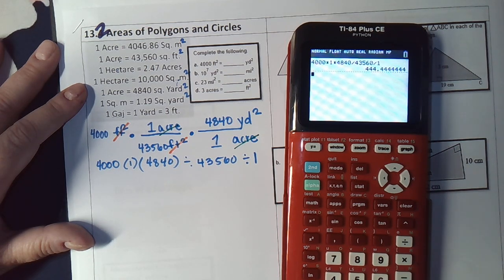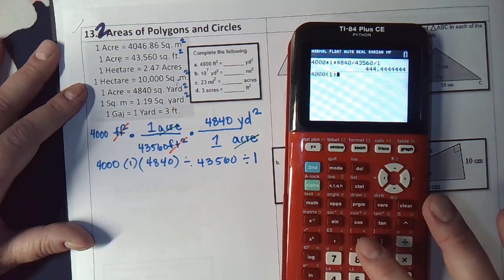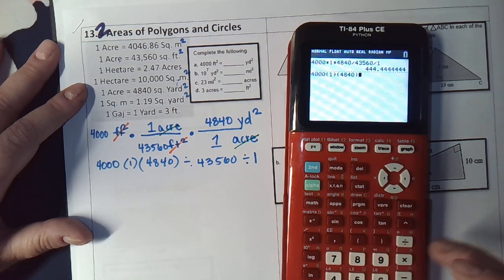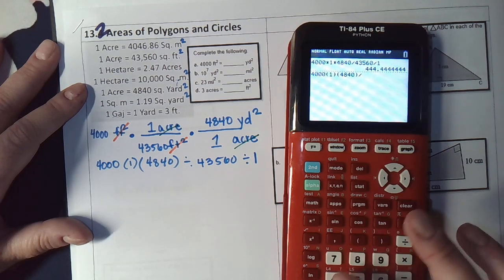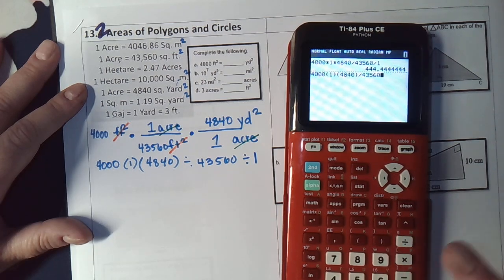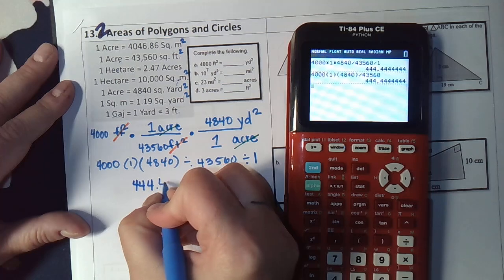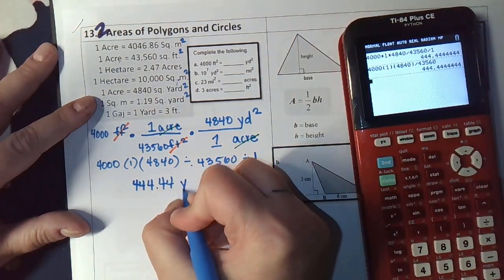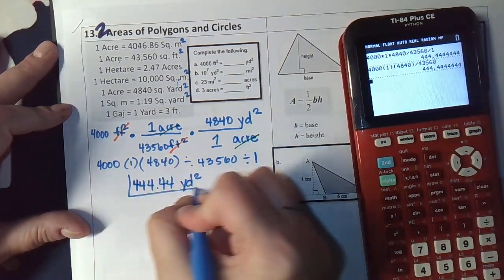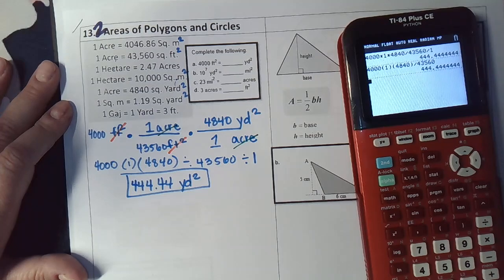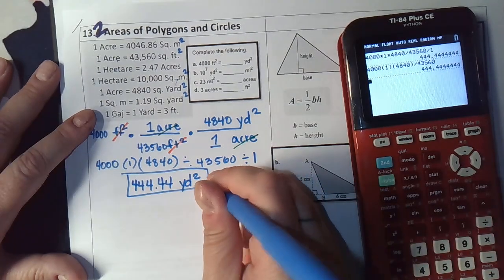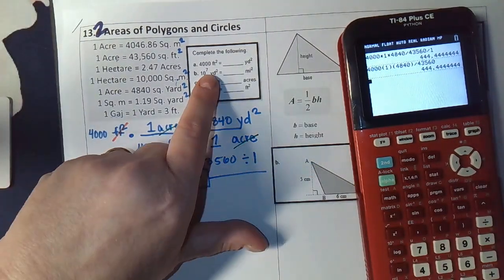Wait, let me see if I type this in right. Let me try using parentheses. Okay, so we get 444.44 yards squared. And on your homework, you would want to check to see what they ask you to round to. Okay, let's go to part B.